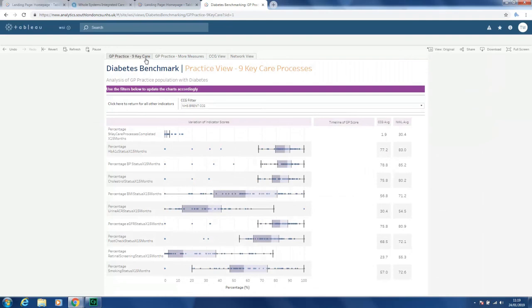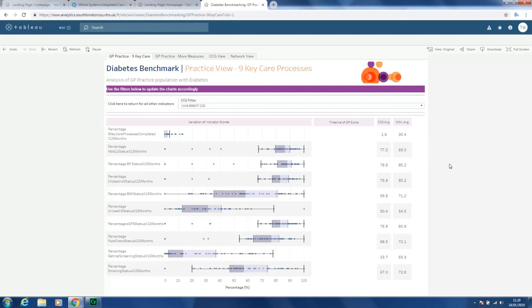So here we go, key care processes. This is basically the percentage of patients that have had each of the key care processes done in the last 15 months. So 9 key care processes, then individually HbA1c, blood pressure, cholesterol, body mass index, urine ACR, eGFR, foot check, retinal screening and smoking. We're going to be shortening these titles so that they're a lot clearer for you, so there'll be much less wordage on there. You can view how you compare with the CCG average and the North West London average.